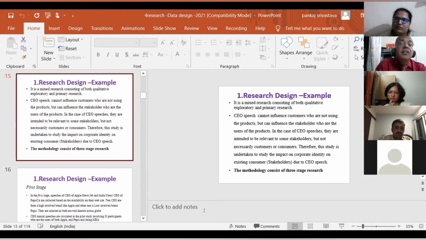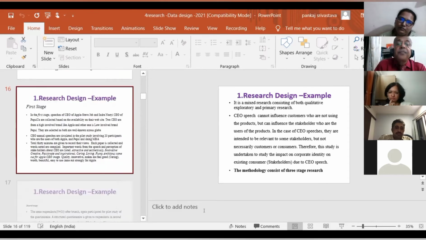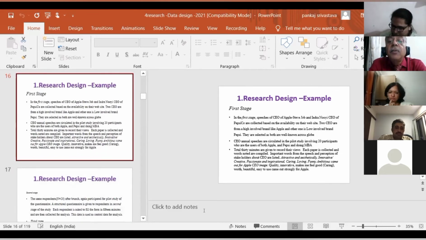The methodology consists of 3 stages of research. So stage 1, the first stage, as I told you, was circulated to 20 MBA students, and a total of 30 minutes was given to record their views. Each paper was collected later on because it was face-to-face. It was a physical lecture before Corona time. So, I collected and then I listed down the sentences which were highlighted by the students.